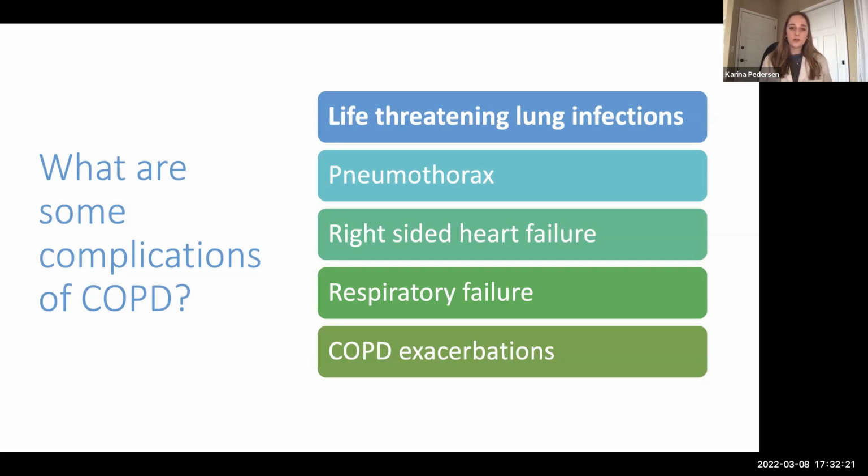Also a pneumothorax, so that is just air in your lung, can often happen from chronic COPD, or COPD over a long time. You can also get right-sided heart failure because when you don't have a lot of oxygen to your lungs, the blood vessels in your lungs start to constrict and get really tight, and the blood kind of backs up into the right side of your heart. They call that right-sided heart failure because eventually your heart gets really tired and doesn't pump as well, and that fluid can back up into the rest of your body. It can also cause respiratory failure because you're not getting enough oxygen, and also lead to COPD exacerbations, as we had talked about before.